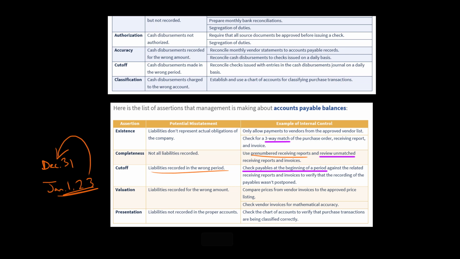So again, the auditor is checking these different assertions, and they're going through a walkthrough, understanding the purchasing process and seeing what kind of internal controls management has in place. And then the auditor's next step, which we'll discuss in the next video, is to test the effectiveness of those internal controls.